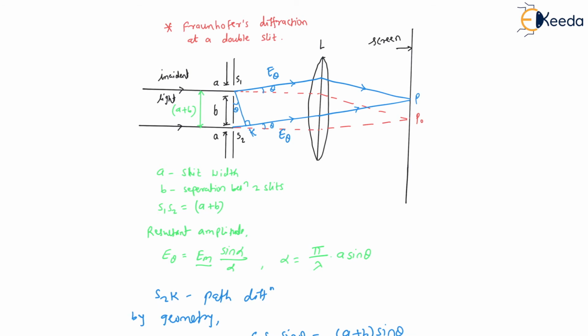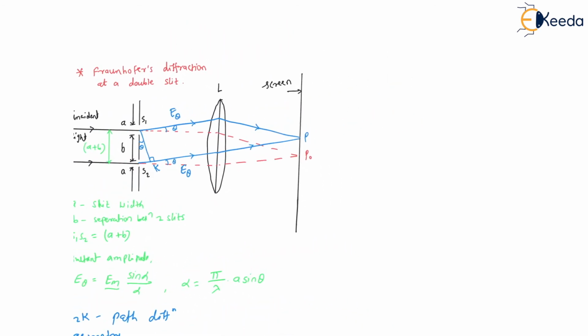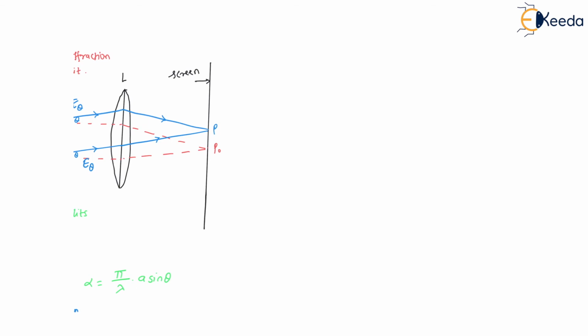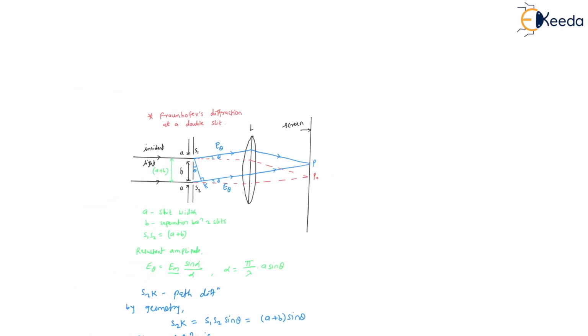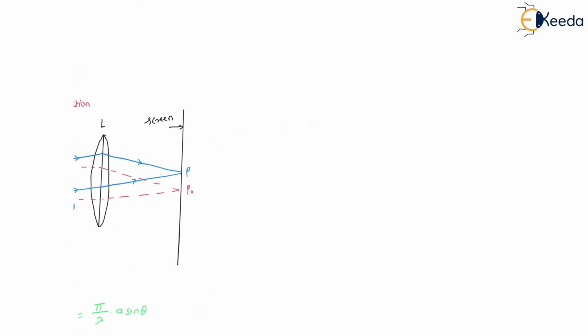Now we will see what effect there will be on the diffraction pattern which we are getting here. First of all, if we change the number of slits. In this case we have chosen two single slits, these two slits. Now what will happen if we increase the number of slits?